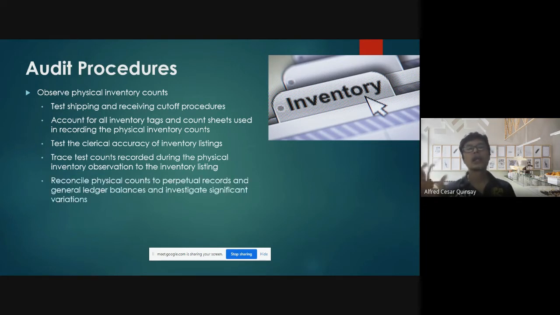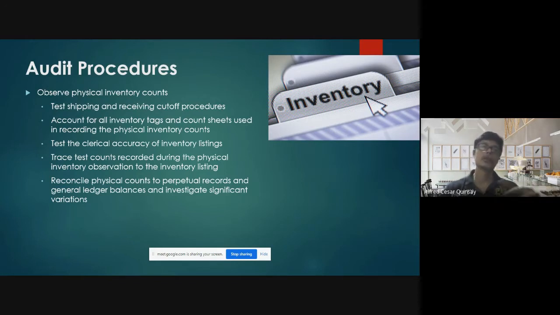Reconcile physical counts to perpetual records and general ledger balances and investigate significant variations. So ito yung mga sa physical count, no? So when you make a physical count using perpetual, pag sinabing perpetual, ito yung bang every now and then ina-update mo. Okay? Ina-update yung mga records, no? So pagka may lumabas or na may ibinenta, so nakabawas yun dun sa inventory. Tapos pagka may pinurchase, so nakadagdag siya. Okay, and then yun, so ito yung base dun sa physical count, no?